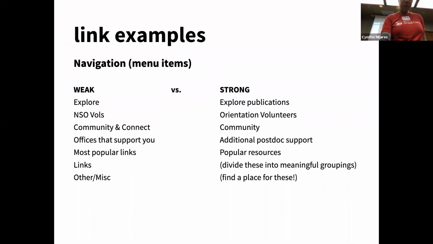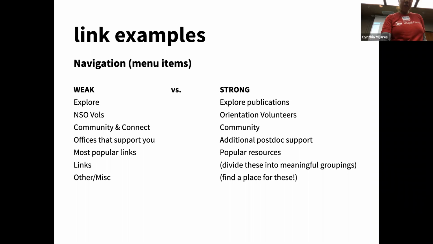Okay, links and navigation. I've got a few things here. We've got navigation items, and I have some examples of maybe a weaker example versus a stronger example. If you're thinking about your own content, you might want to think about the language you're using. For example, if you have a link in your menu that just says "explore," it's kind of vague. We want something a little bit more specific, like "explore publications."